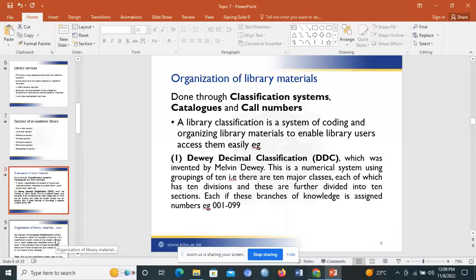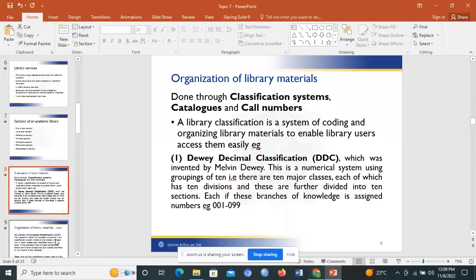Now, the library is a place where one is supposed to get materials easily and be able to go on with the business of reading. So the library staff have made sure that you spend minimal time looking for the material you want and maximum time reading it. And this has been done through a number of ways, 3 of them to be specific. We have classification systems, we have catalogs, and the call numbers.